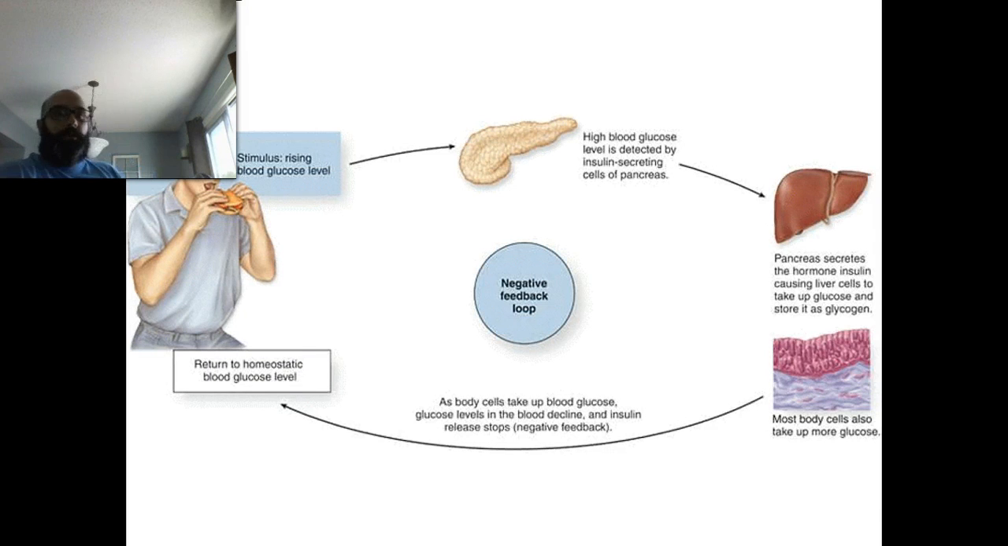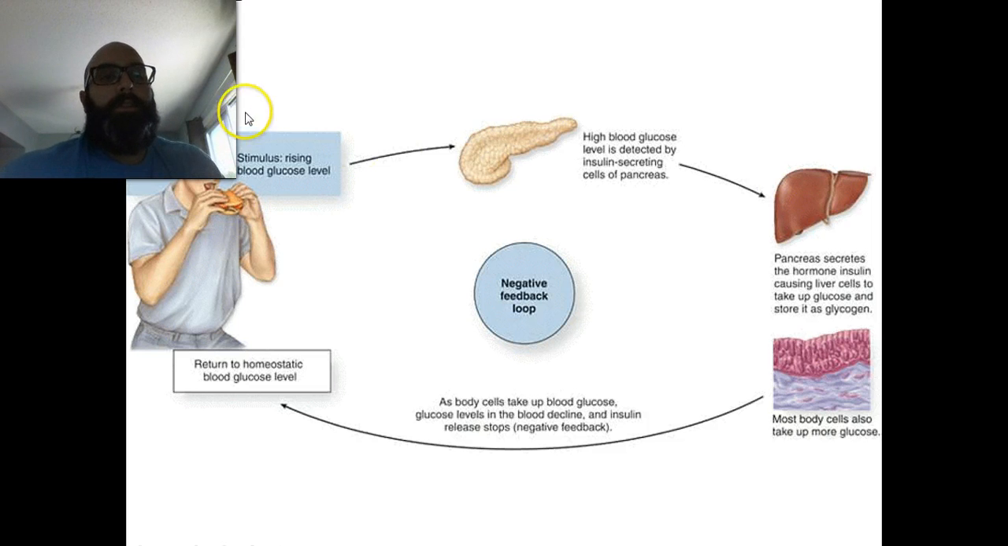A big example that we use, at least in biomedical science, is going to be your body's response to increased blood sugar levels, because the inability to regulate blood sugar usually results in diabetes. So your stimulus is, you're sitting around, eating this great big old cheeseburger, you eat it up, you get a rising blood glucose level. That rising blood glucose level is the stimulus. That stimulus is detected by high blood glucose level insulin-secreting cells in your pancreas.